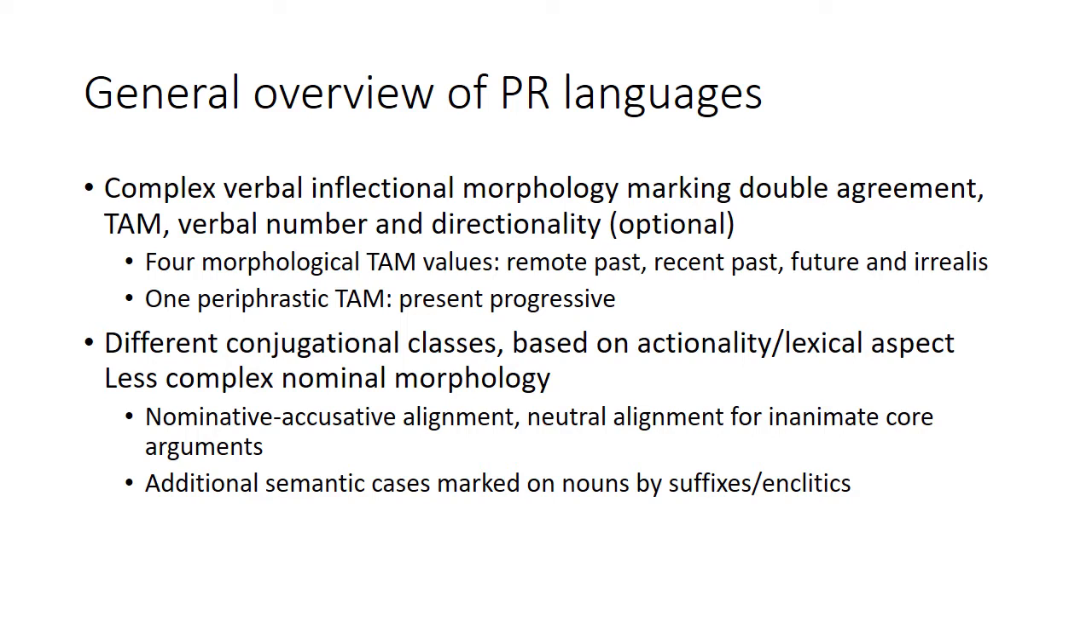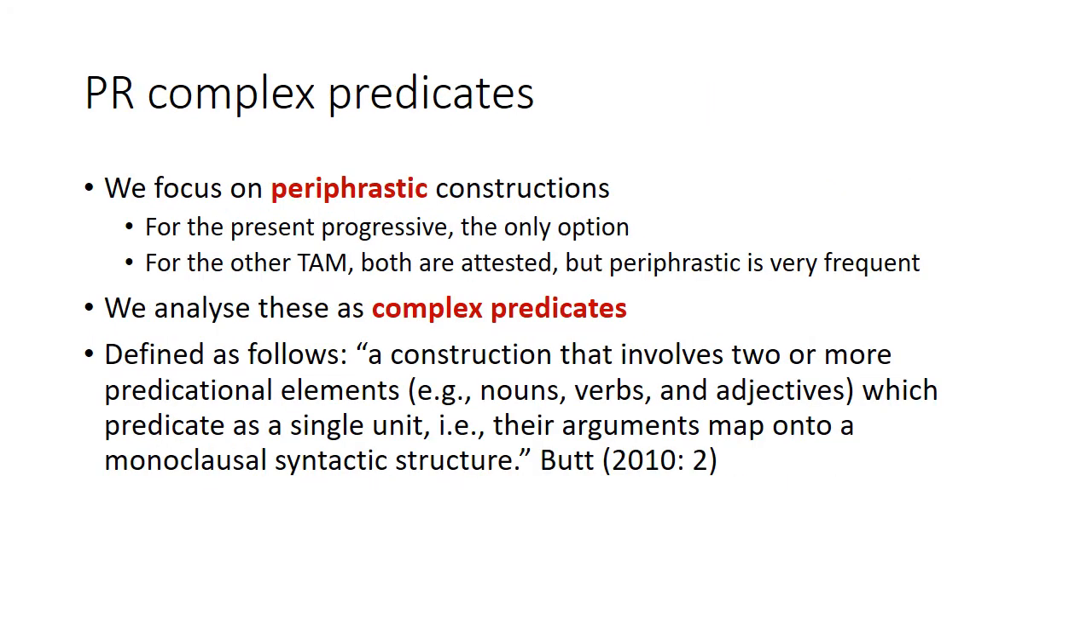Pahoturi River has different conjugational classes based on the actionality or the lexical aspect of the verbs. In contrast, the nominal morphology is much less complex. Pronouns have nominative accusative alignment, and in Idi, the nominal arguments have a neutral alignment for the core cases. Other semantic cases are marked on nouns by use of suffixes and enclitics. Today we are looking just at these periphrastic constructions for the verb.